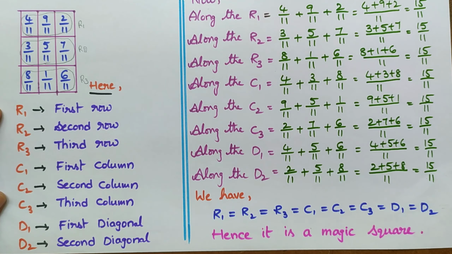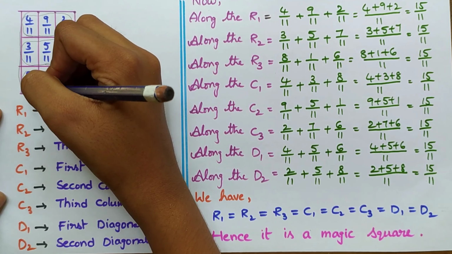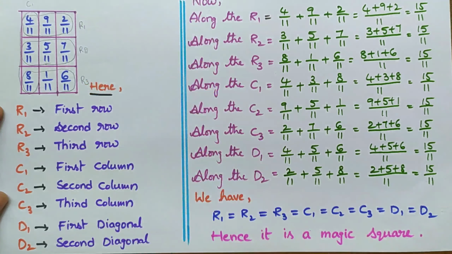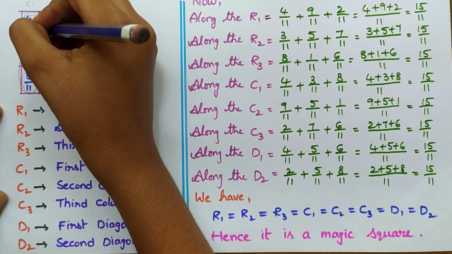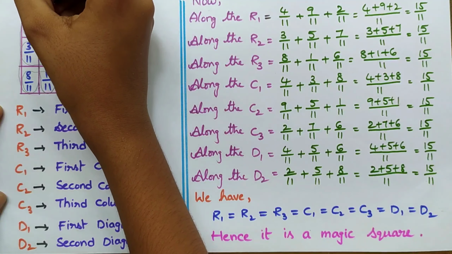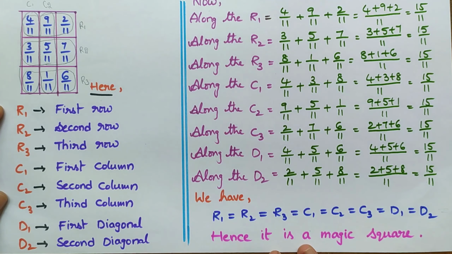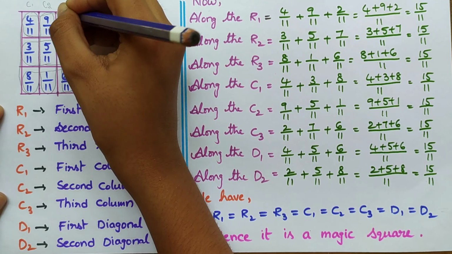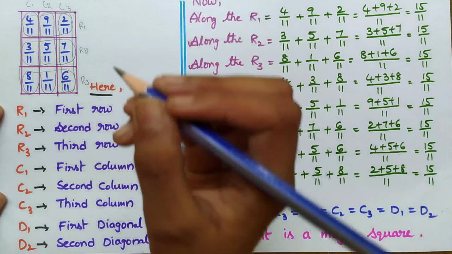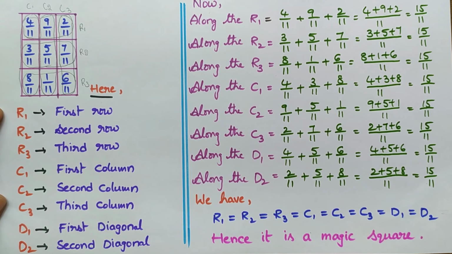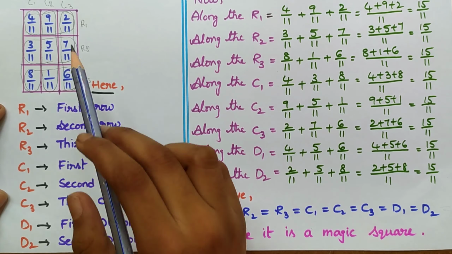Now coming to the columns, this vertical one is C1, column number 1, and this one is C2, column number 2, and this one is C3, column number 3. Now C1 indicates the first column, C2 indicates the second column and C3 indicates the third column.